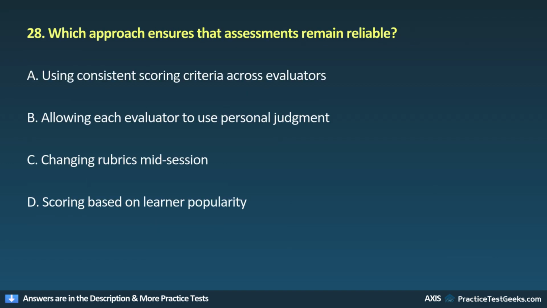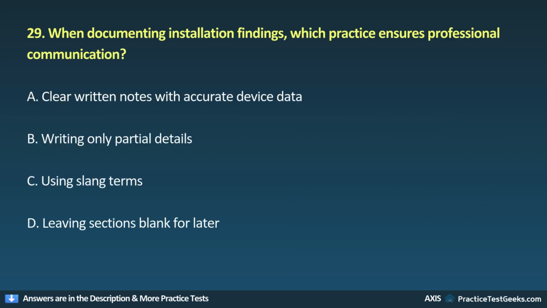28. Which approach ensures that assessments remain reliable? A. Using consistent scoring criteria across evaluators. B. Allowing each evaluator to use personal judgment. C. Changing rubrics mid-session. D. Scoring based on learner popularity.